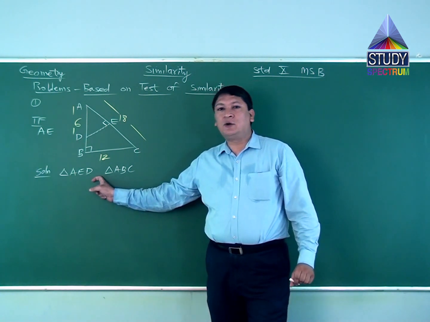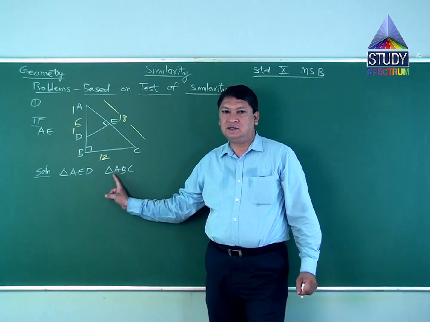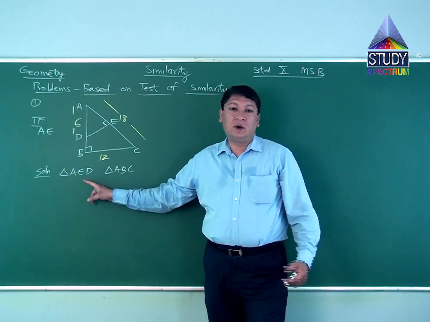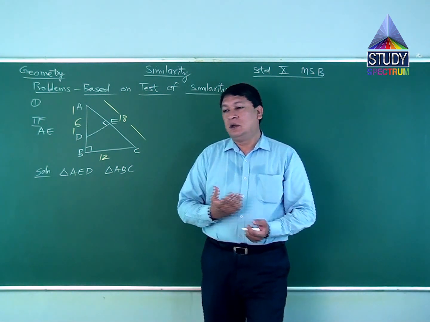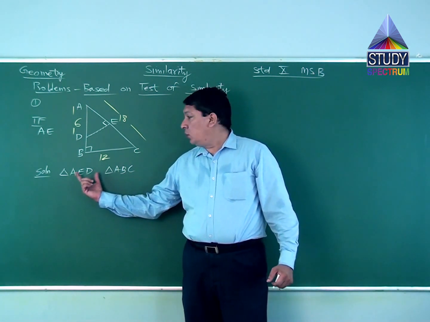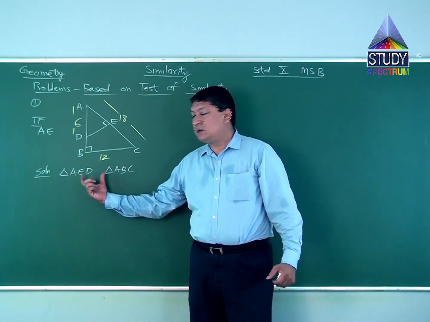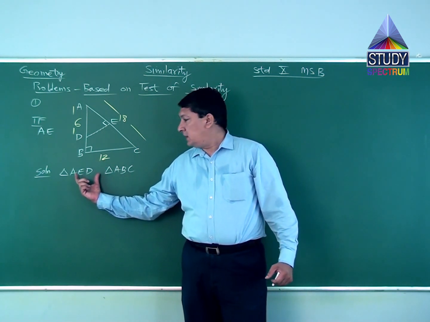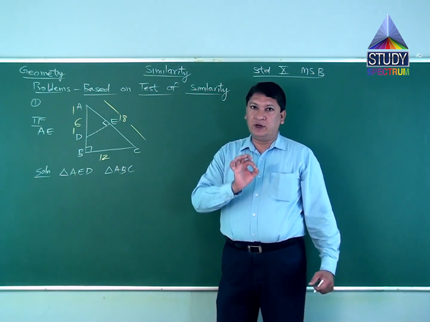Now the $1,000,000 question is, how did I come to know that I have to take these two triangles? Many of us, especially students who are finding geometry a bit difficult, always have this problem. How do we know from where we have to begin? Students feel they don't understand from where to start any sum. I'll give you some key points.